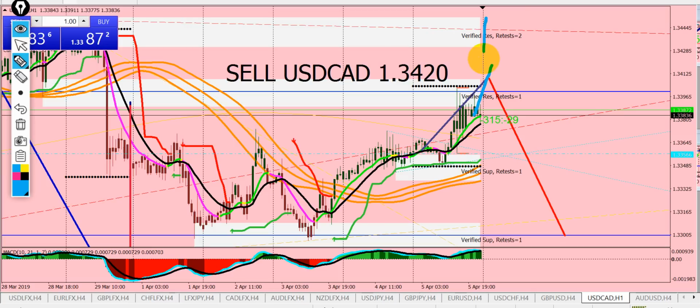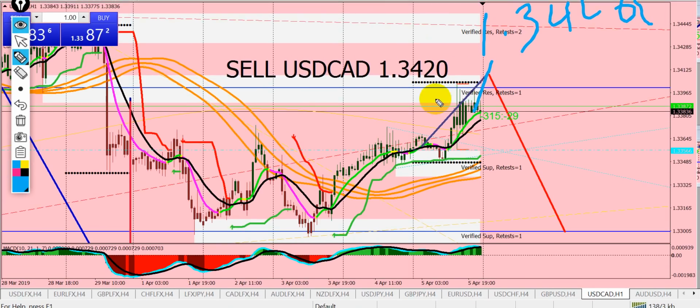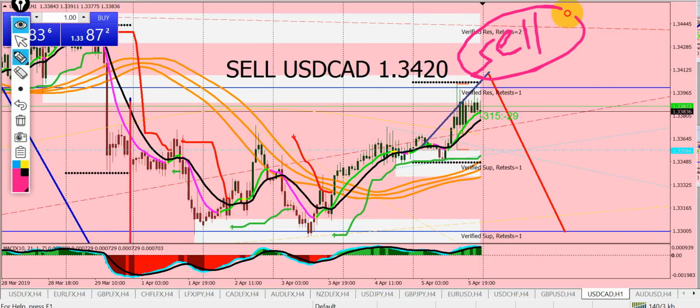If we get to 1.3440 or so, this will be a perfect sell area. 1.3440, a perfect sell at this area. So we're looking to sell only. There is no buy, only sell. Speed up a little bit.